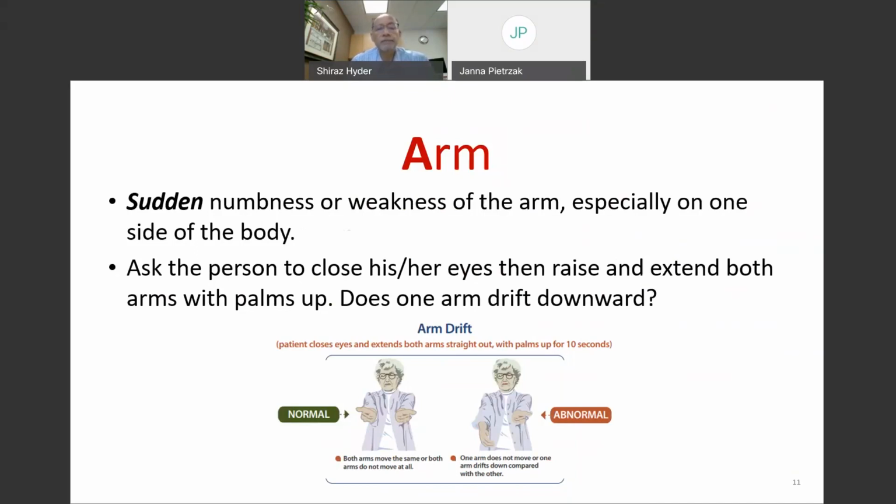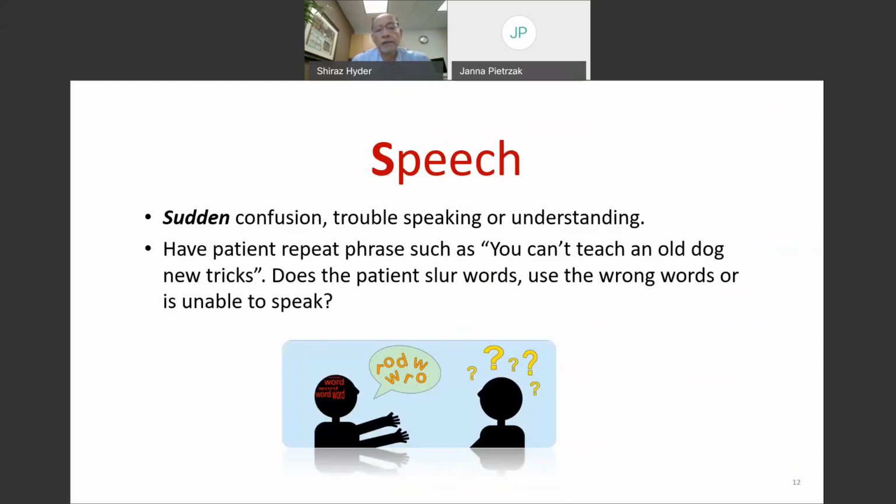In speech, you're going to look for any confusion, trouble speaking, slurred speech, or difficulty understanding. To simply assess their ability to speak fluently, you can ask them to repeat a sentence such as, "You can't teach an old dog new tricks," and see if the patient is slurring their words, or are they using wrong words, or even if they're unable to speak.